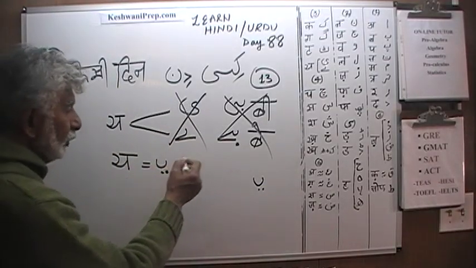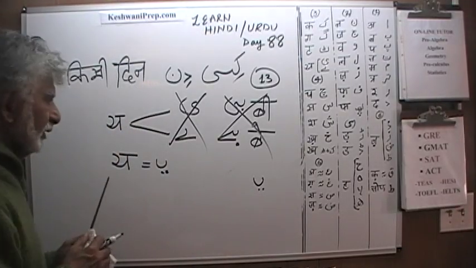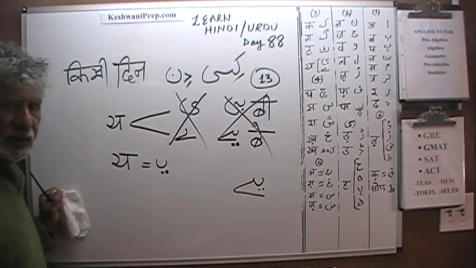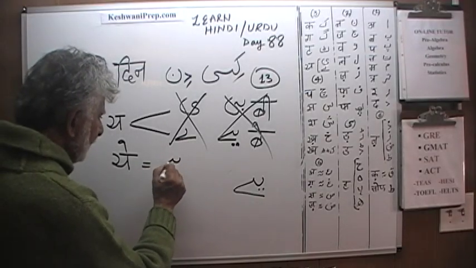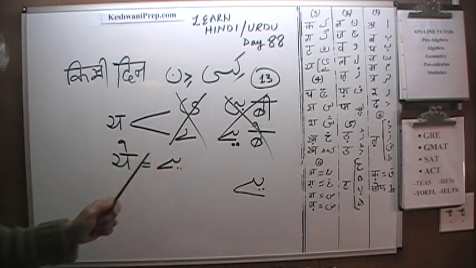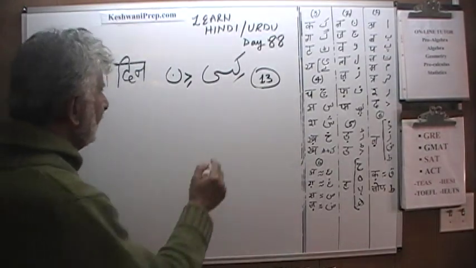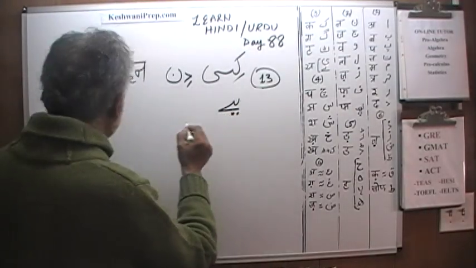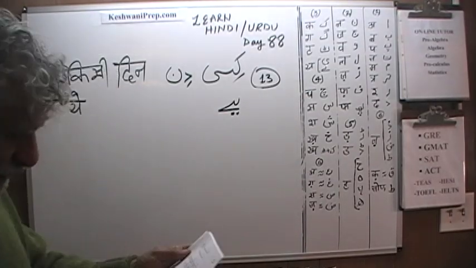We need a ye just like a bar here, except I shouldn't have crossed it all out. Instead of one dot, we have two dots. That's a ye to which we're going to join the badi ye, and that becomes ye, with the e ki matra. There we go. And that reads ye. Kisi din ye. Ye means this or that. Kisi din ye.